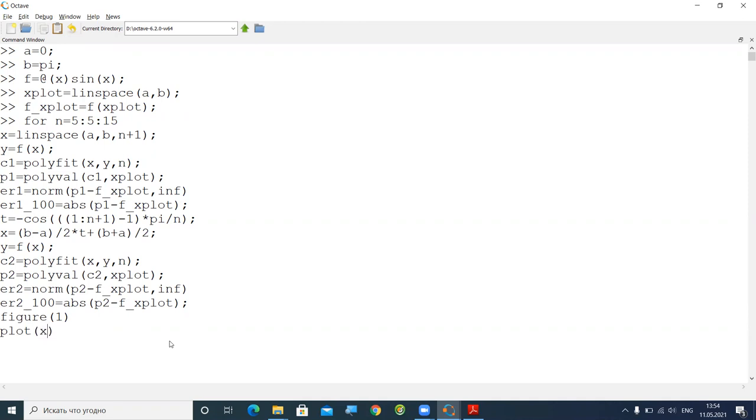So here we have x plot, the first variable, then P1, just color blue, for example. And then x plot, and now P2, yes? The second one is for Chebyshev Lobatto nodes, and give any color, red, for example. Next one is the graph of the function, x plot and f x plot, yes, f x plot. Let's pick any color here, yellow, green, any color, green, of course.